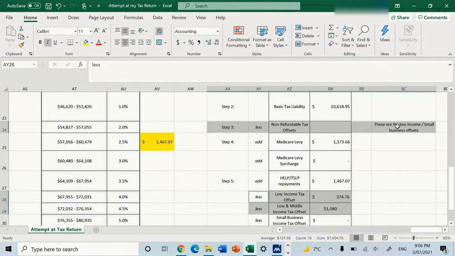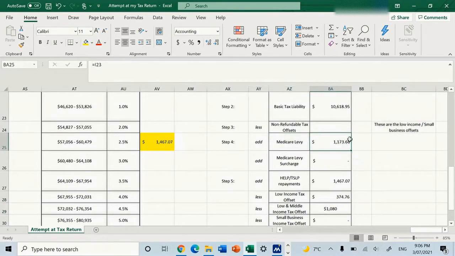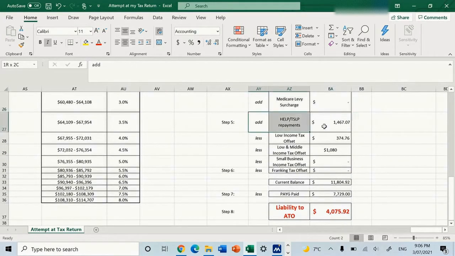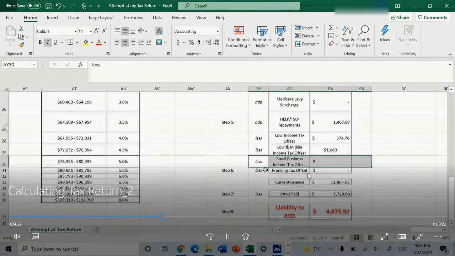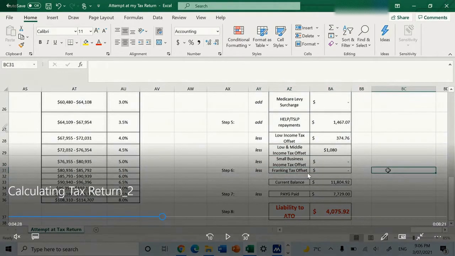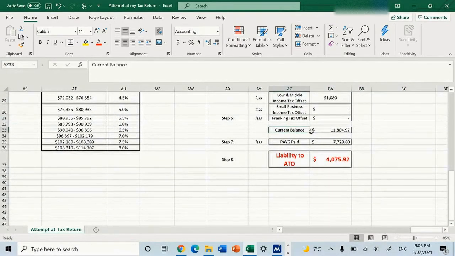And then you take away the income tax offsets. As you can see what I've done there, I've highlighted them both to show you where it is. Just highlighting what I've already done. Small business income offset, not applicable to me, neither is the franking tax offset. So that's the current amount I'm meant to have paid, and that's the amount I have paid.